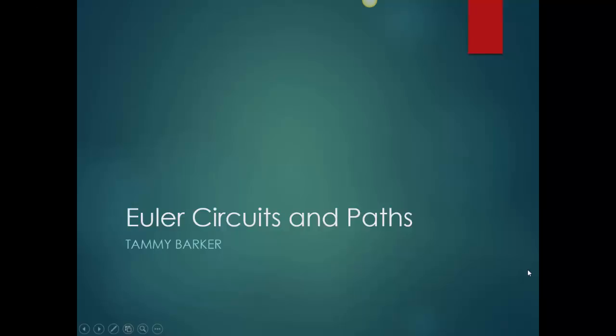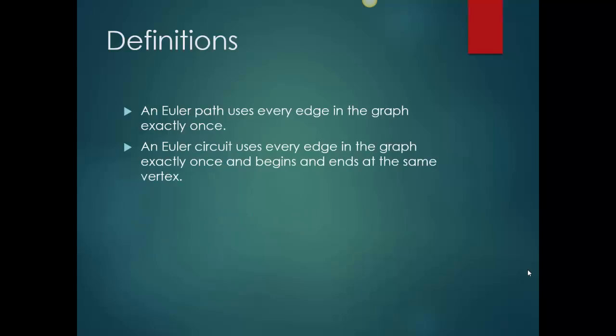Let's take a look at Euler circuits and paths. Let's start with our definitions. An Euler path uses every edge in the graph exactly once. An Euler circuit uses every edge in the graph exactly once and begins and ends at the same vertex.